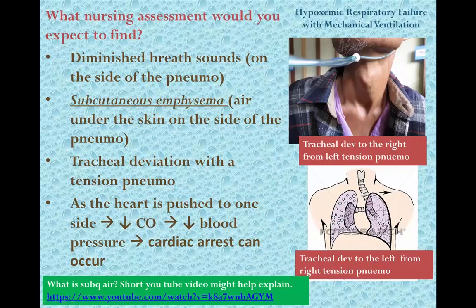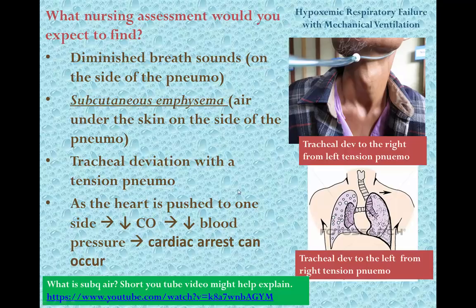You can see how the trachea is pushed over, and that's known as tracheal deviation. And with this one, you can see tracheal deviation to this side of the throat. The patient's kind of turned, and it's kind of a weird looking picture. But you see tracheal deviation to the right, which means they have a left pneumo. And if you had tracheal deviation to the left, then they have a right tension pneumothorax.